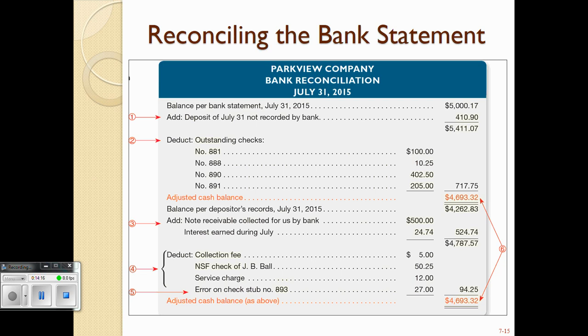99.9% of the time, that's all you need to do. Okay, for the bank side. For your side, notice what they did. They took your balance per the depositor's records of $4,262.83, added the note collected and the interest earned.